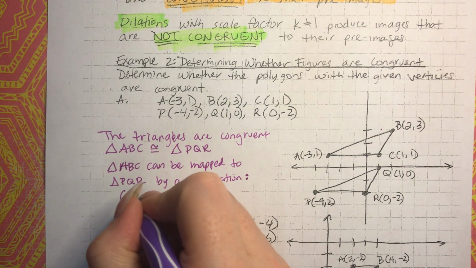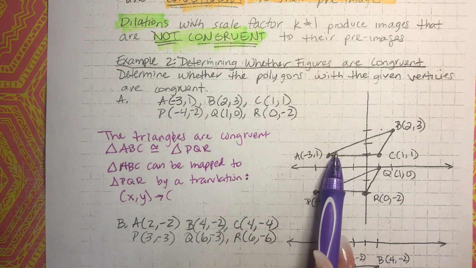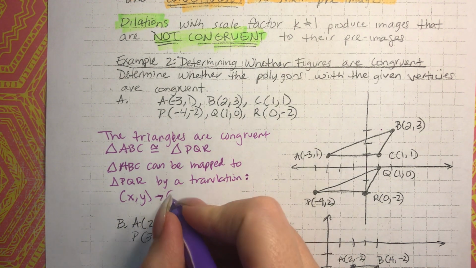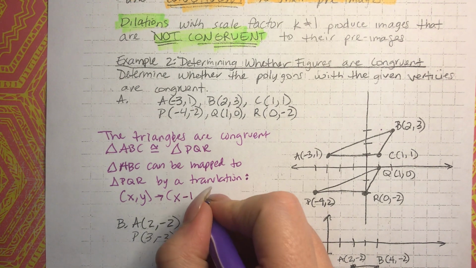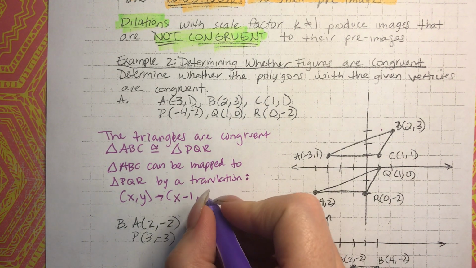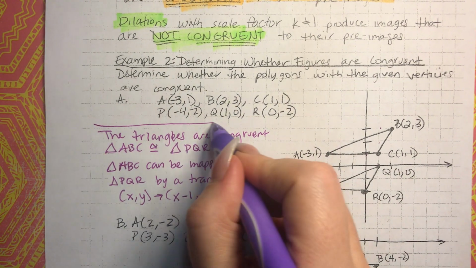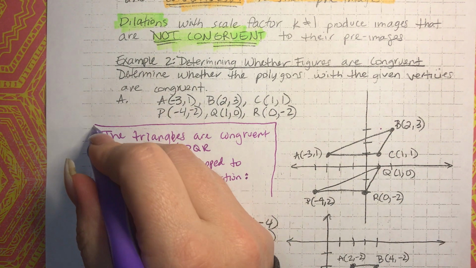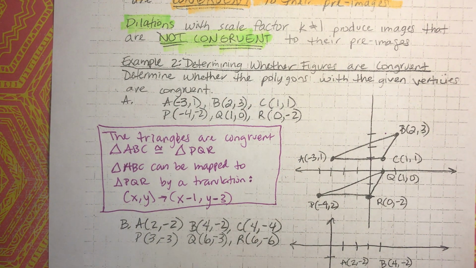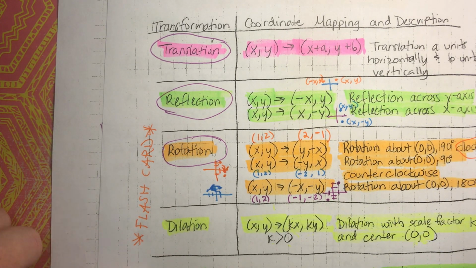which is (x, y). And then what was the rule? What happened? The x part went to the left 1, so that would be x minus 1. And then it went down 1, 2, 3. So that would be y minus 3. So that would be the rule. So therefore, the triangles are congruent because it is a transformation that is a translation. So that means it is an isometry.